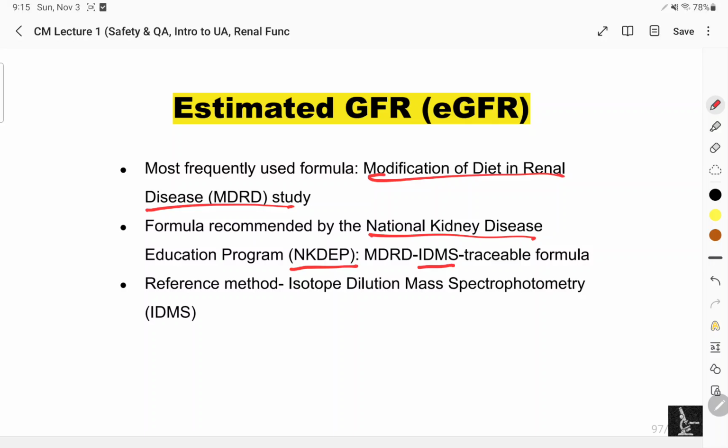The reference method for estimated GFR is IDMS, isotope dilution mass spectrometry. So, the formula recommended by the National Kidney Disease Education Program is the combination of the most frequently used formula and the reference method, which is MDRD IDMS. So, if the question is the most frequently used formula for estimated GFR, MDRD. Reference method, IDMS. Formula recommended by the National Kidney Disease Education Program, MDRD IDMS.